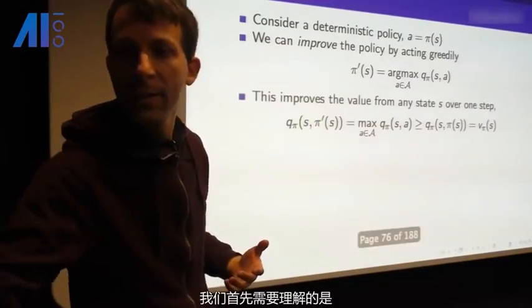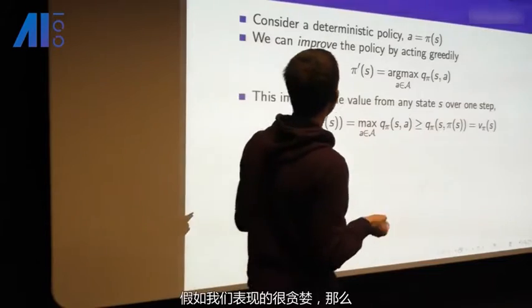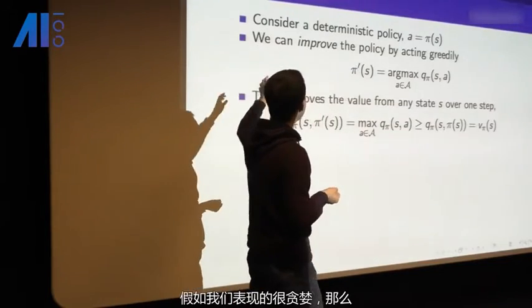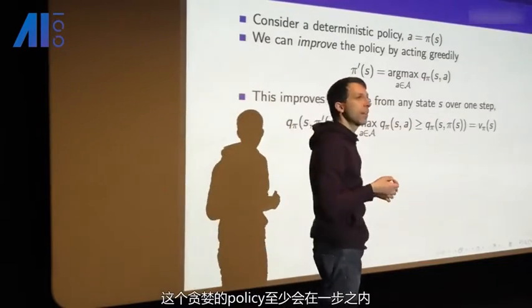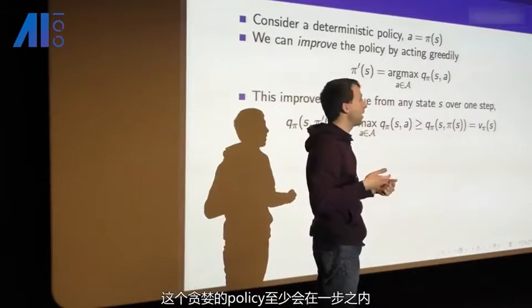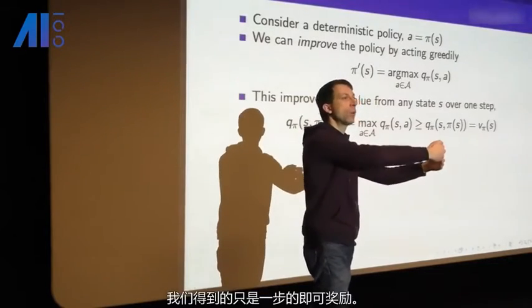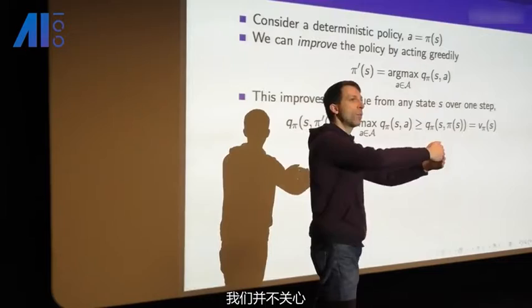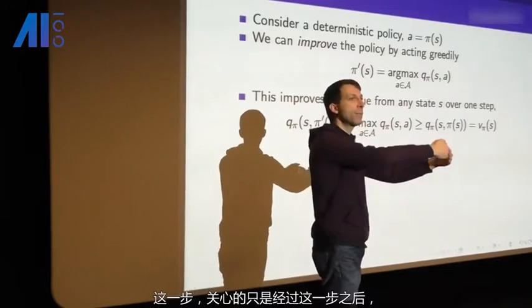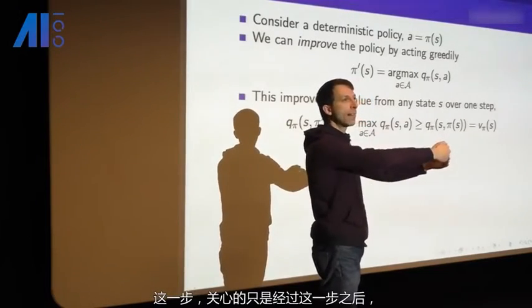So now the first thing to understand is to show that if we act greedily, the greedy policy at least improves the value that we're going to get over one step. Let's not worry yet about what happens after that. Let's just consider one step and see whether we get more value over one step.